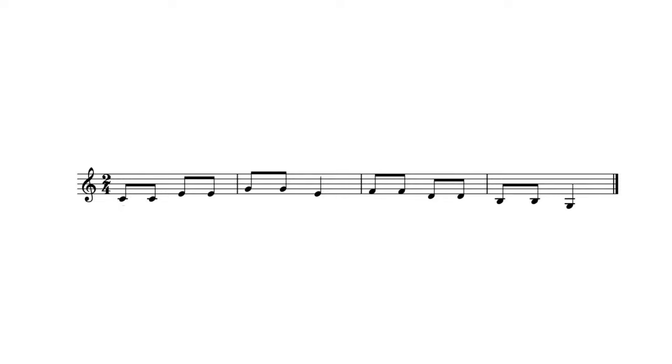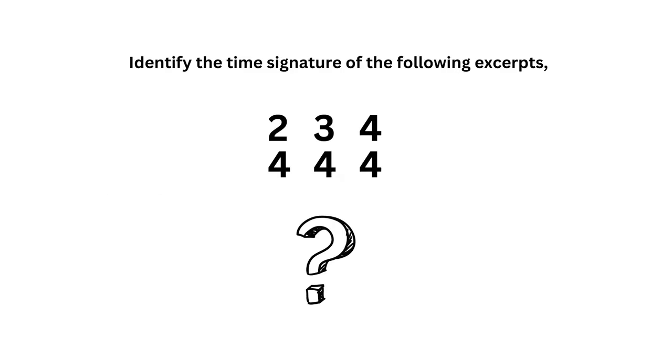So, that's a brief introduction to time signatures. Now, let's see if you can identify the time signature of the following excerpt. Keep in mind, the number on the top of the time signature tells us how many beats are in each measure, and the number on the bottom tells us what kind of note value gets one beat. I will play each excerpt twice.